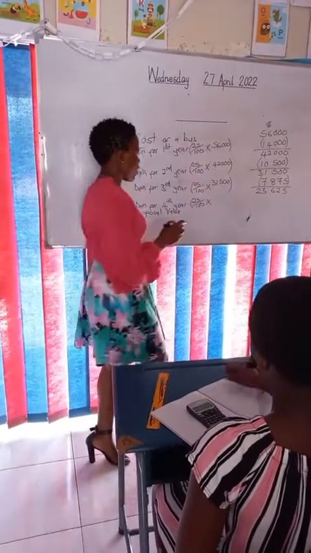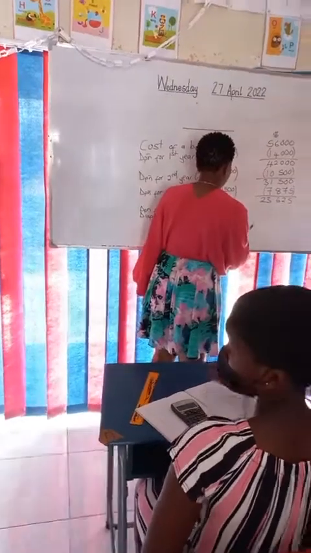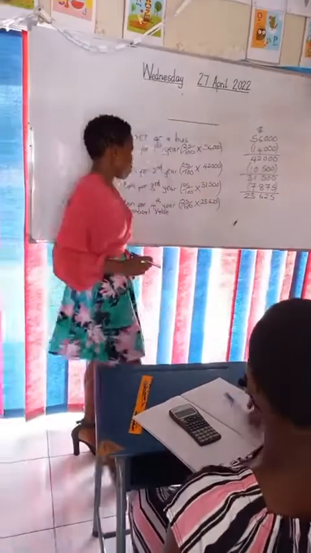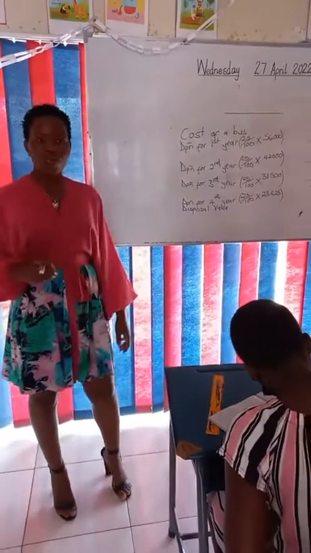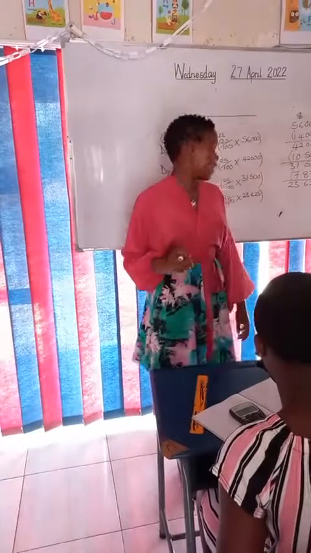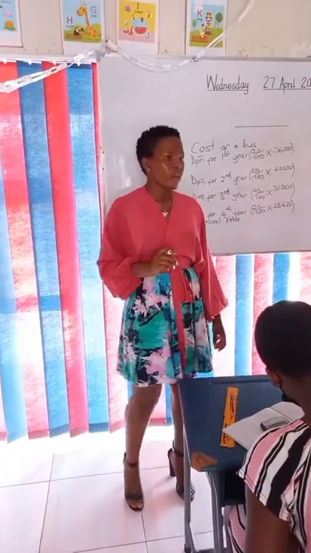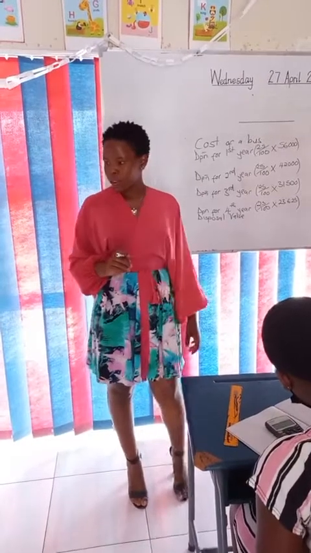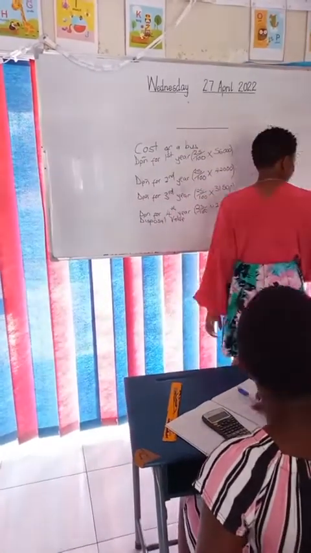23,625. Yes, 23,625. That is the reduced balance. If we say 25 over 100 multiplied by 23,625, how much do we have? What do we get? Yes, Ruba? 5,906 and 25 cents.